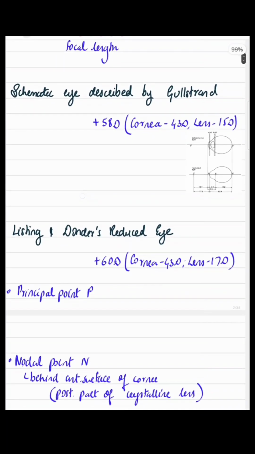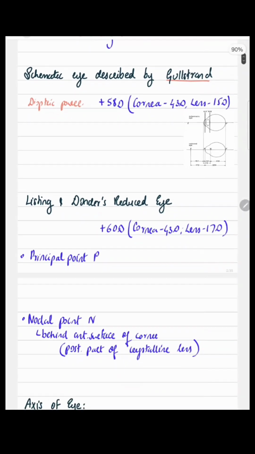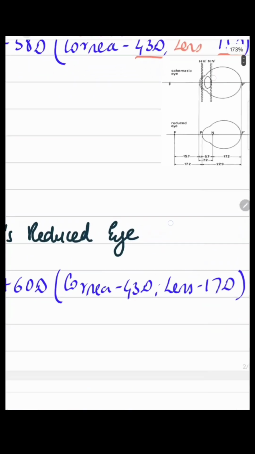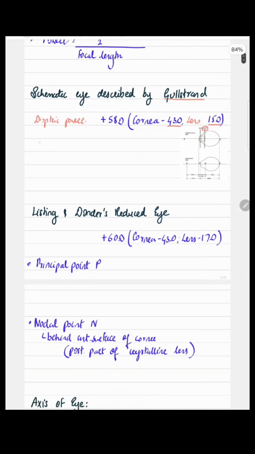Next is the schematic diagram as described by Gullstrand. Here the dioptric power is plus 58 diopters, that is cornea 43 diopters and lens 15 diopters. According to Gullstrand, there are two nodal points on the posterior part of the lens.